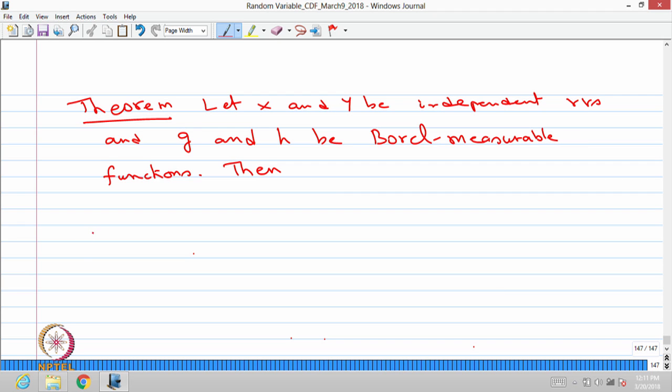Let us go for finding out the probability of g of X less than or equal to x, with h of Y less than or equal to y. Let us take a function of the random variable X in the form of g of X, and a function of the random variable Y in the form of h of Y. We will try to find the joint CDF of the random variables g of X and h of Y.